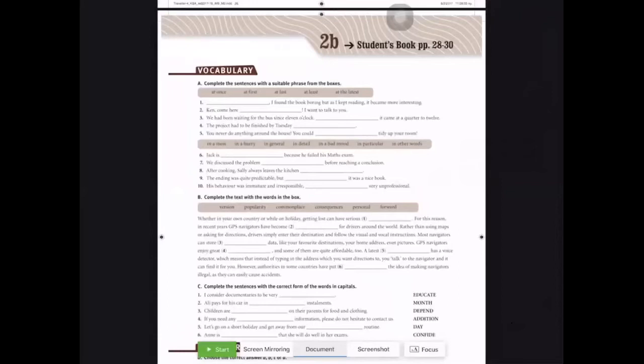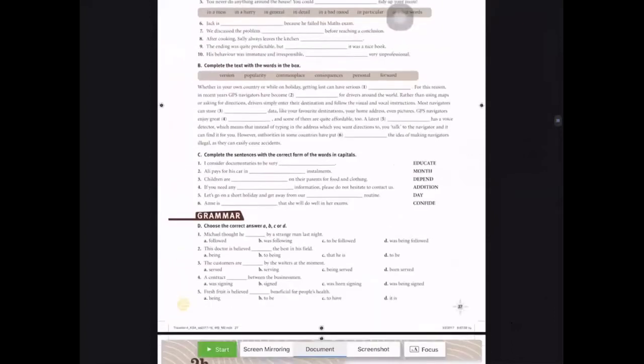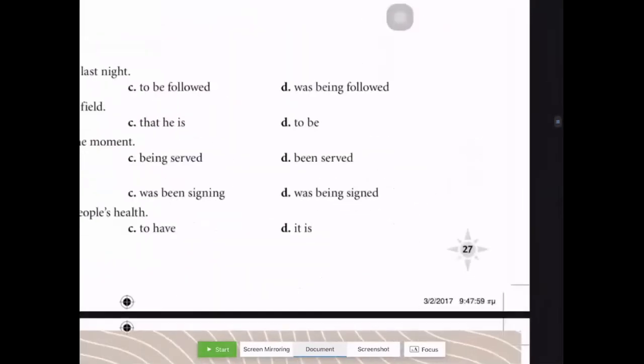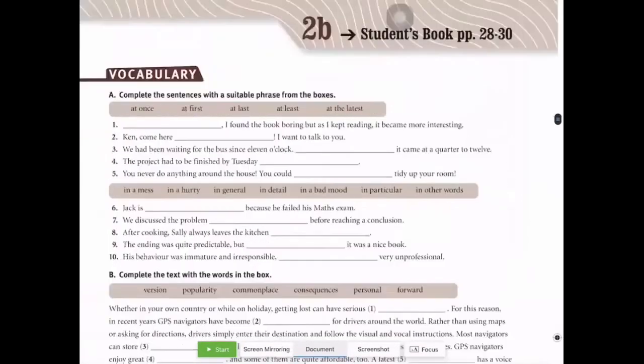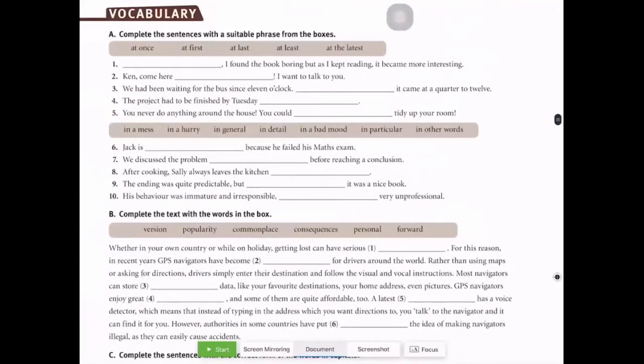I think this is the revision for the last lesson, vocabulary and grammar. مراجع لدرس vocabulary and grammar على السريع إن شاء الله. طيب, this is on workbook page 27. Okay. Let's move on to A.